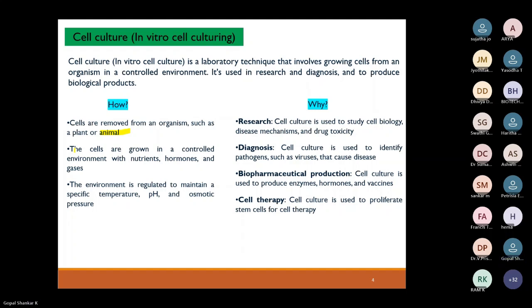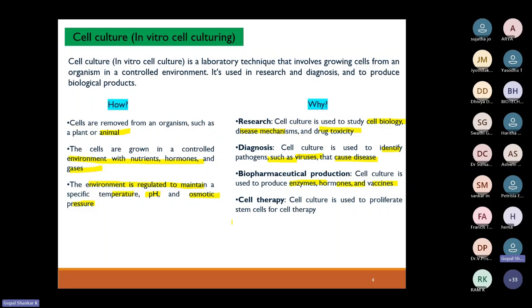When you take out these cells, you provide controlled nutrients and hormones to mimic the environment of the body in the lab, with a specific set of parameters including pH and osmotic pressure. You have to do all of these things. It is used for research purposes, to understand cell biology, disease mechanisms, and drug toxicity. In diagnostics, you can identify pathogens, that is, viruses or bacterial infections that can cause diseases. In biopharmaceutical industries, you culture them to produce enzymes, hormones, and vaccines.